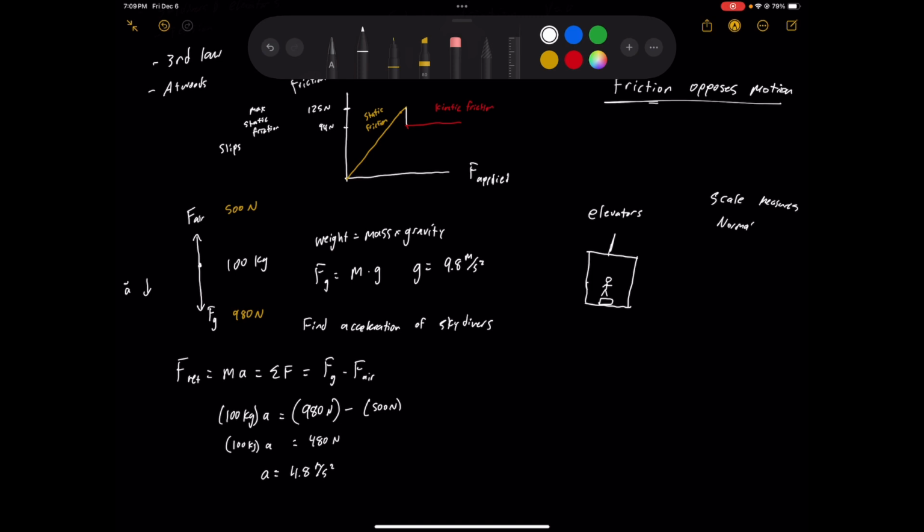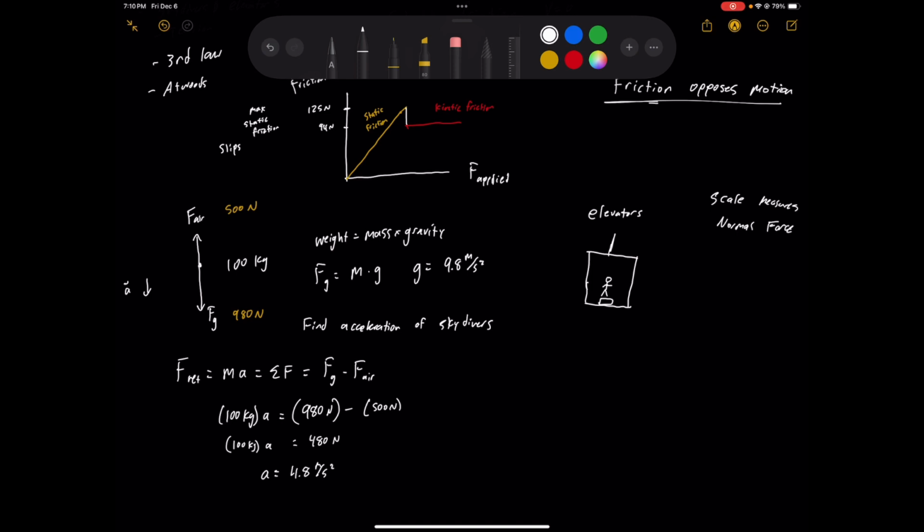It just so happens that when you're in your bathroom, obviously you're not accelerating up or down, or at least I hope not, so you're in equilibrium. The forces have to balance. So the upward force, the normal force that's holding you up as you stand on the scale, is going to equal the gravitational force that's pulling you down. Now, on an elevator, if you're accelerating up or down, that changes the situation.